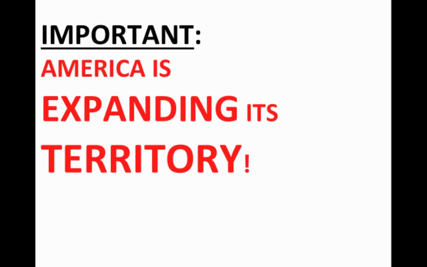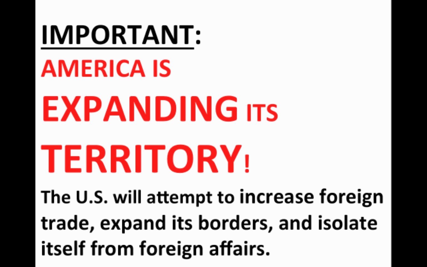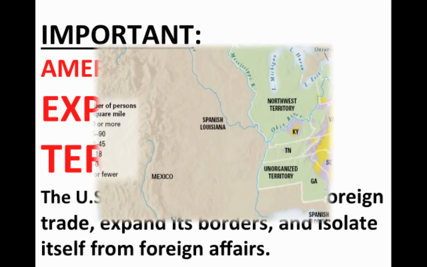One of the important points you're going to see is America is expanding its territory. The size of the United States is going to more than double during this period. In fact, the U.S. will attempt to increase our foreign trade, expand our borders, and at the same time, especially after the War of 1812, attempt to isolate ourselves from foreign affairs. This will make way more sense in just a moment. So let's take a look.